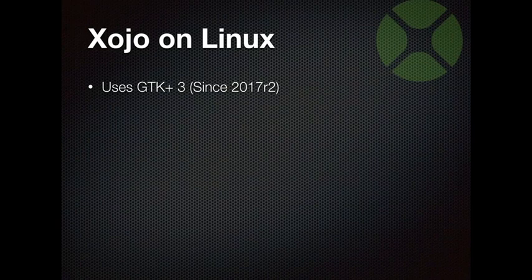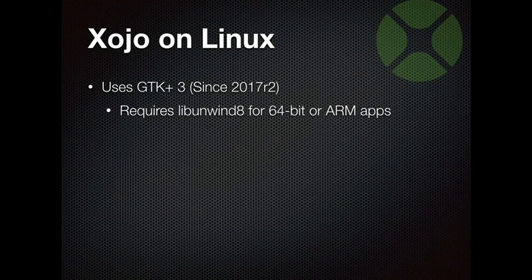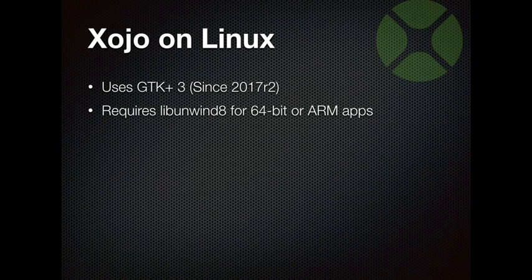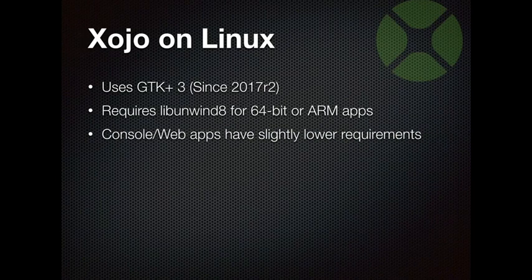All right, so since 2017 R2, we've upgraded our Linux framework to use GTK3. Before then, we used GTK2. We've also required libunwind for 64-bit or Pi apps. Our console framework actually has slightly lower requirements because web servers generally don't upgrade their distros very often. So to allow you to build your app and run on a web server, we decided to slightly lower those requirements.